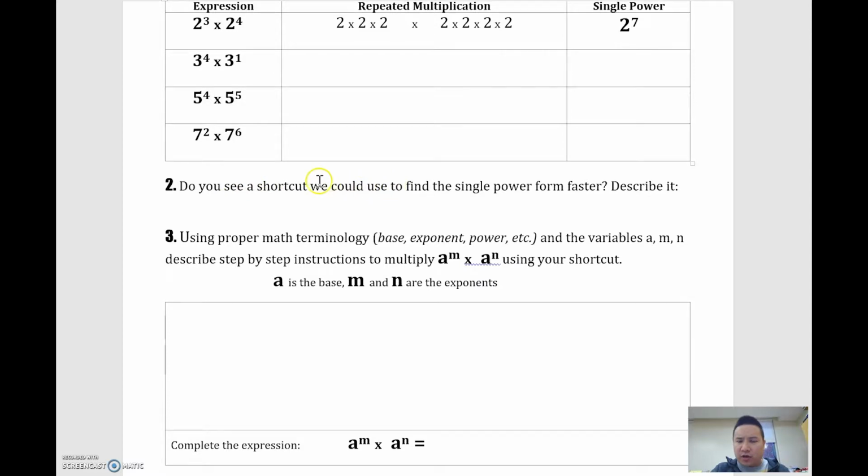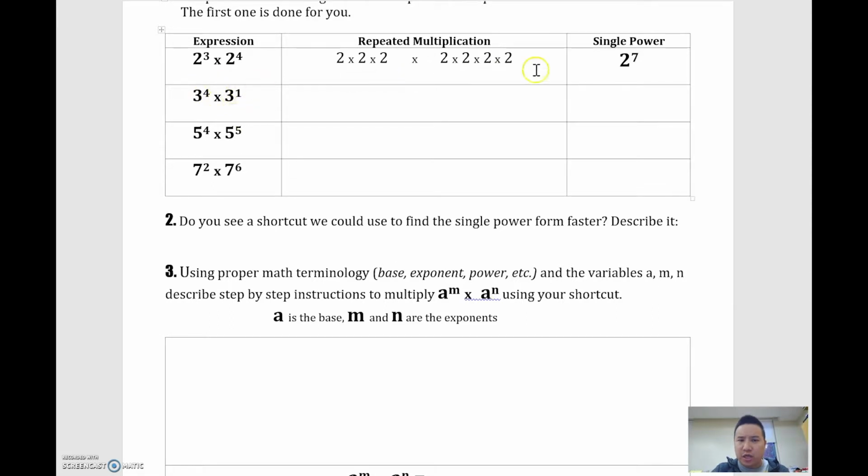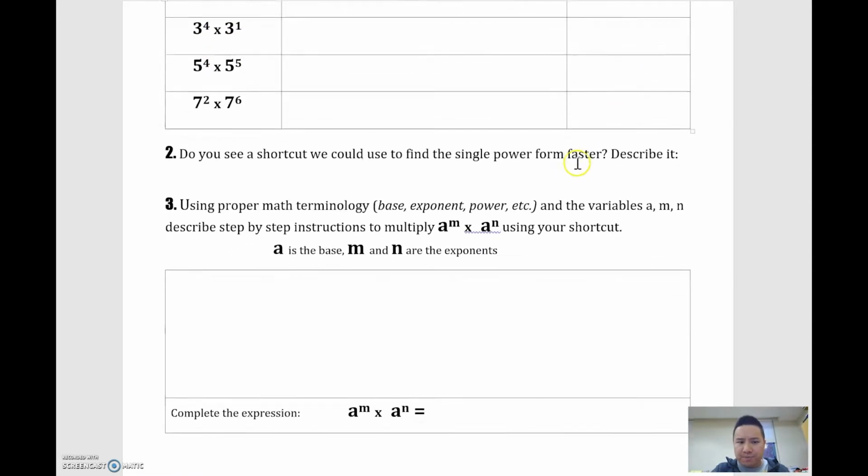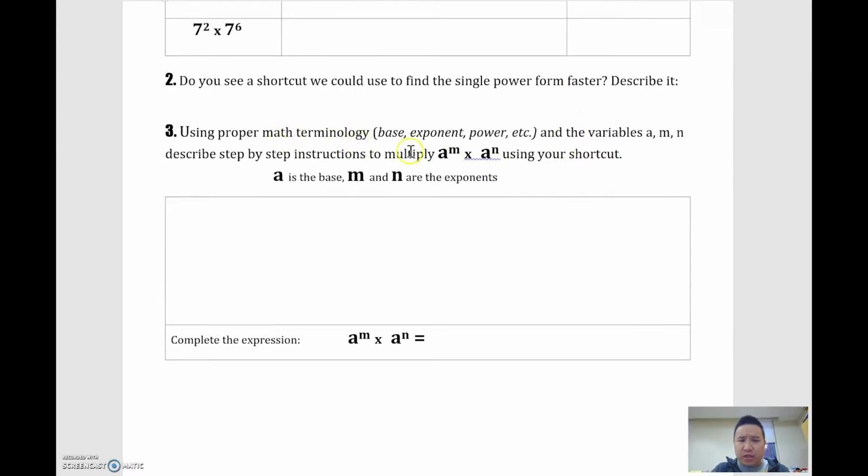Then we're going to take a look and try to find a shortcut. See if you can spot a pattern. Is there a faster way of going from this expression to this single power? Then in part 3, they want you to describe that using some more math terminology. So rather than just saying, oh, I took this number and this number, you want to use terminology like, I took the base, I took the exponent, and I did this. And we have here some variables to help you along with that. So A is the base, M is the exponent, and N is the other exponent on the second number.